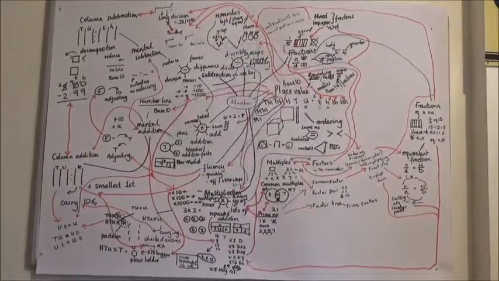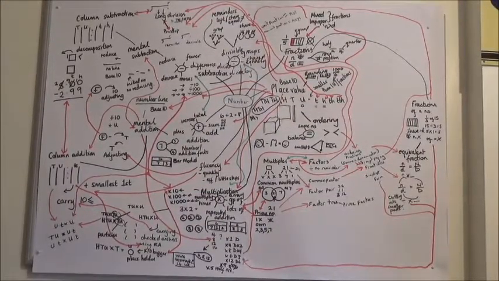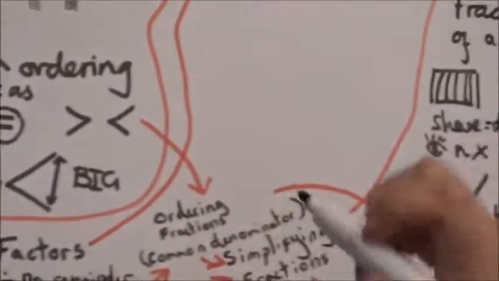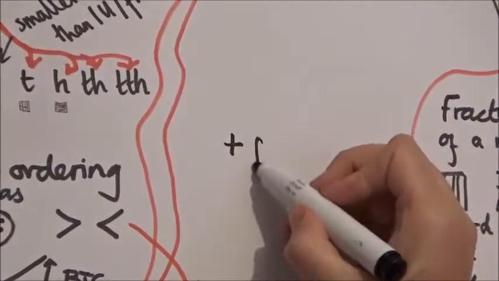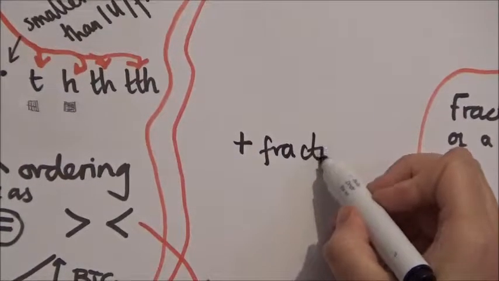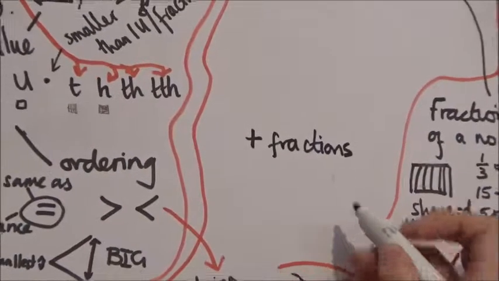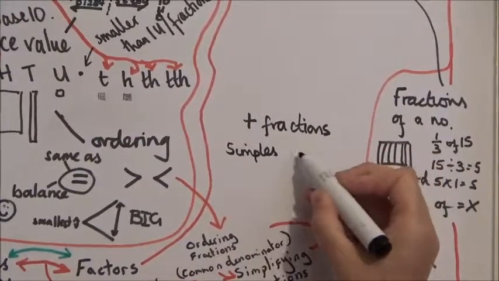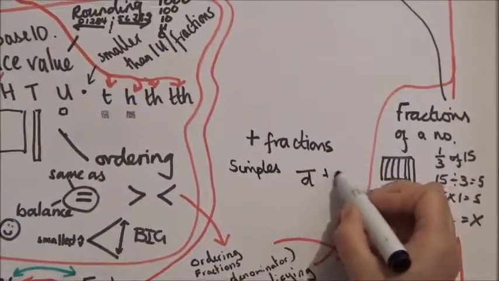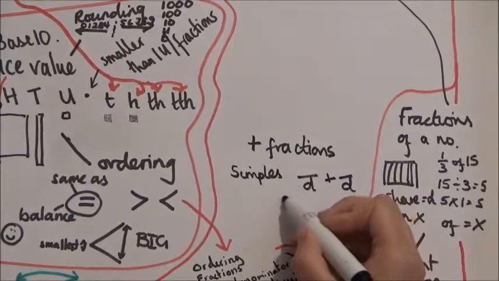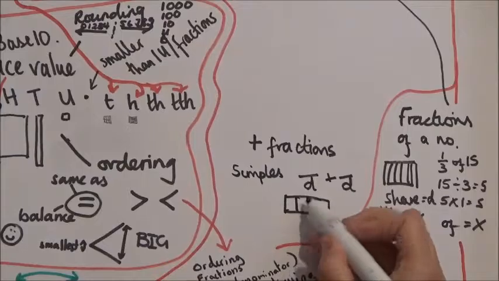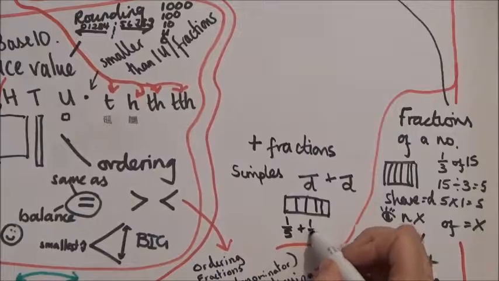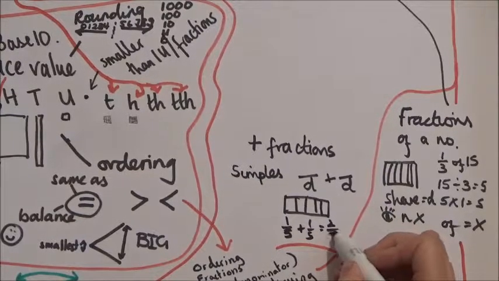So we're going to add adding fractions to our number mind map. We're going to be going around here, so fractions of a number, and I'm going to write here adding fractions. Now it's easy to add simple fractions. That's when the denominators are the same. For example, if I had 1/5, add 1/5, it would be the same as 2/5.